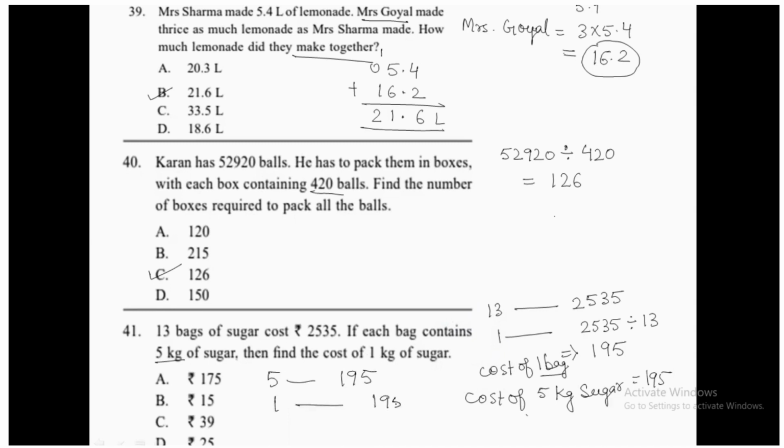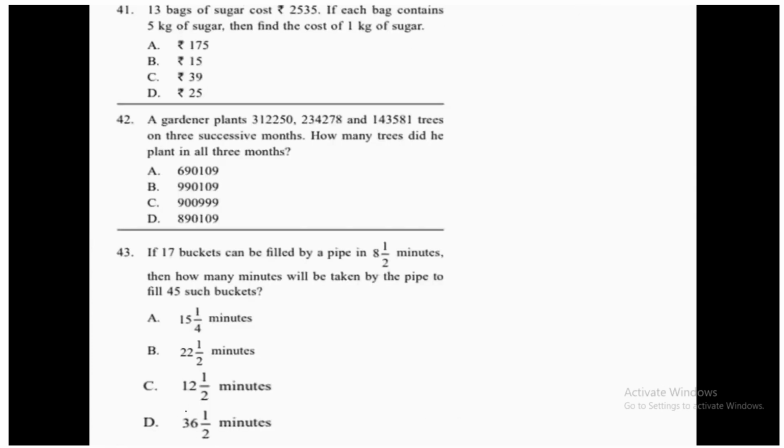For this, we need to divide 195 by 5. When we divide it, what do we get? 5 threes are 15, and 5 nines are 45. So we get 39 rupees. That will be our answer, which is option number C. Now let's move to the next question. This question we have already done, that is option number C. It is repeating itself. Now let's move to question number 42.